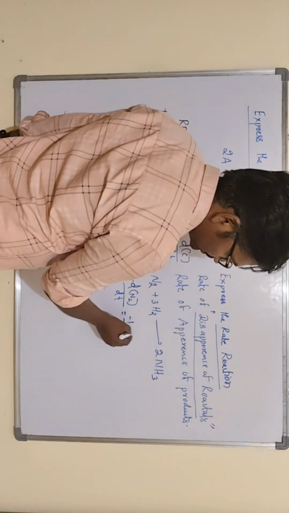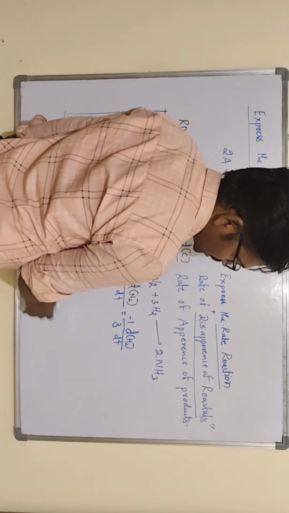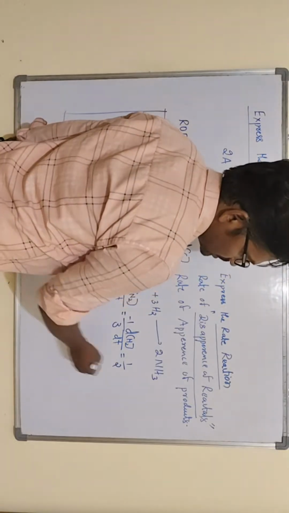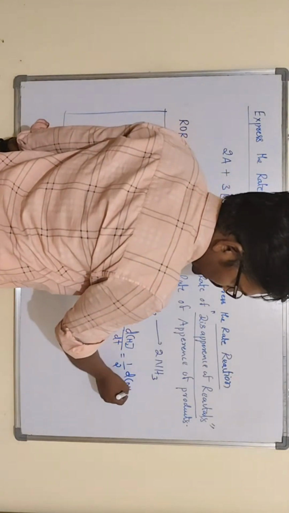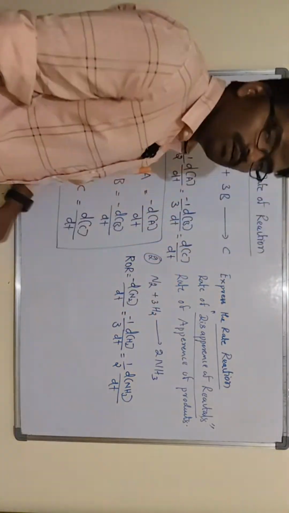Minus 1 by 3 d[H2] divided by dt equals 1 by 2 d[NH3] divided by dt. So this is the rate of reaction.